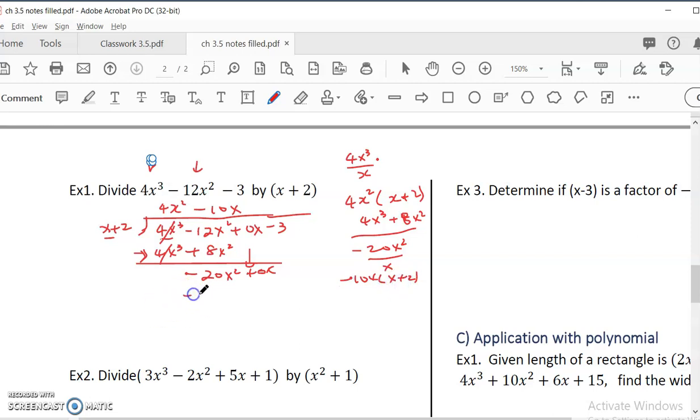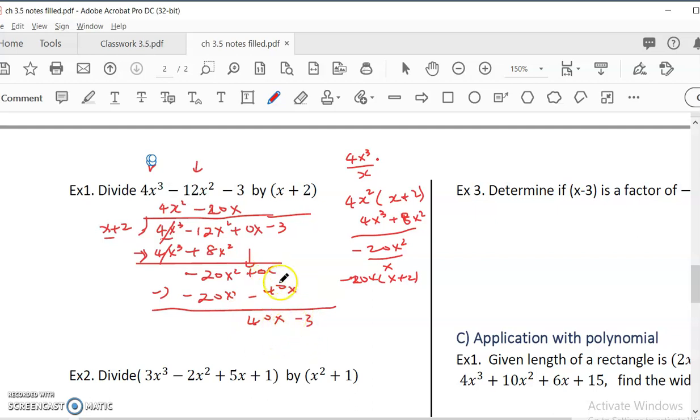Okay, so divided by x is not 10, it's 20. So it will be negative 20x squared. Negative 20x times 2 will be minus 40, and I subtract. Negative 20x squared subtract negative 20x squared, so that will be gone. But 0, subtract a negative 40, becomes 40x. Okay, this is x. And minus 3.